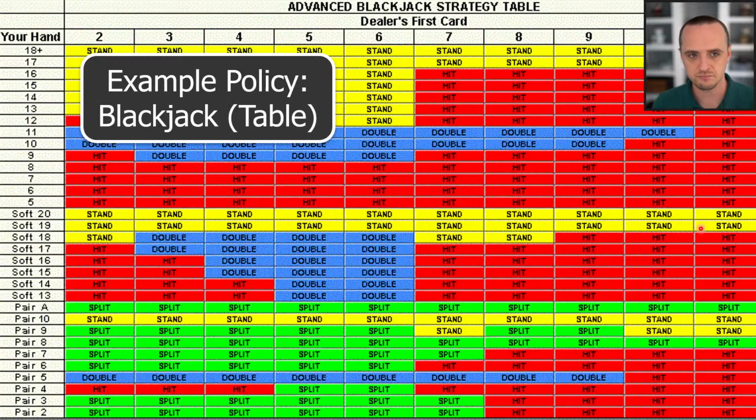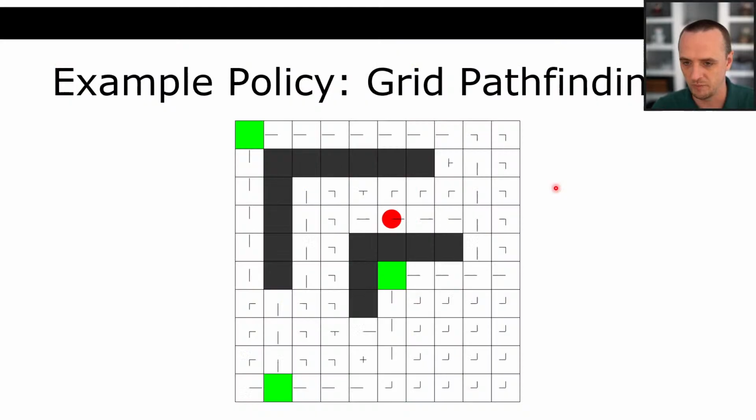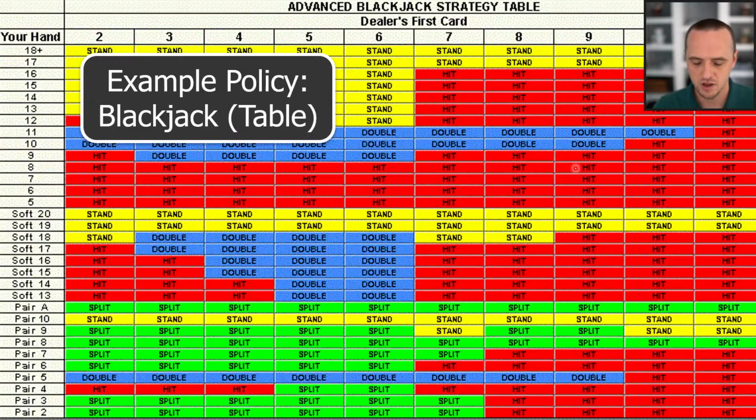Here's another example of a policy. This is a blackjack betting table. We may get into this later in the course. So it says that for any given state in the environment, right? So remember in here, the environment is represented using like Cartesian coordinates. So it's a physical space. So this is easy to understand. But over here, the table says, if you have this card, or if you have this sum, and the dealer has this card showing, here's the action that you should take. So again, this is a policy. It's saying for every possible state, what action should we take?